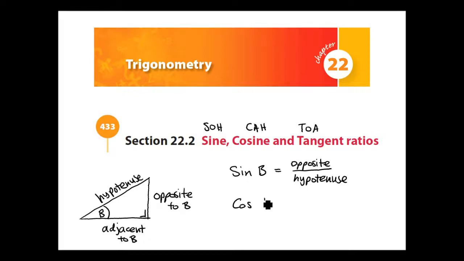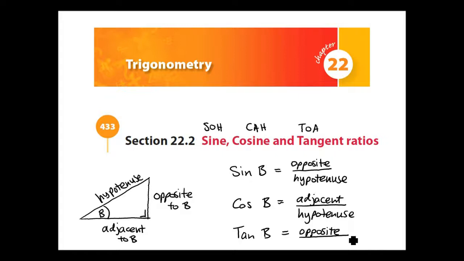Cos of the angle B is equal to adjacent divided by hypotenuse. And finally, tan of the angle B, given by TOA, is opposite divided by adjacent. And these three formulas must be learned by heart. So let's look at some examples now.